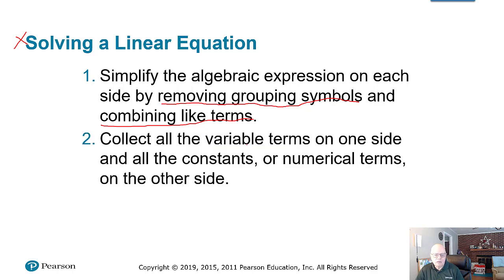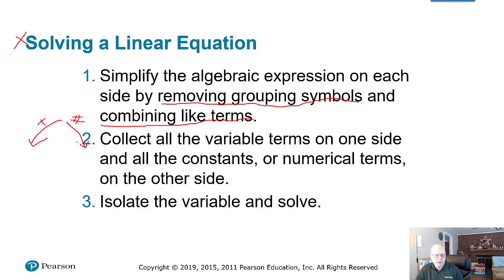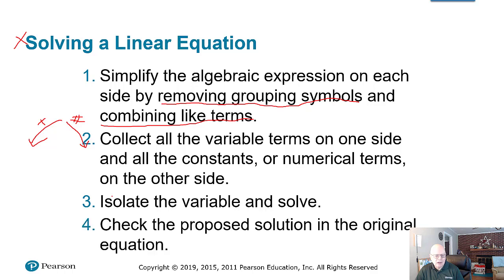Collect all the variable terms on one side. In other words, put all the x's here and all the numbers here. So you're isolating the variable. It'll be on one side, and you solve it. Once you solve it, check it in the original equation. Now this is very important. Don't check it in one of the intermediate equations that you created, the equivalent equations. Check it in the original.